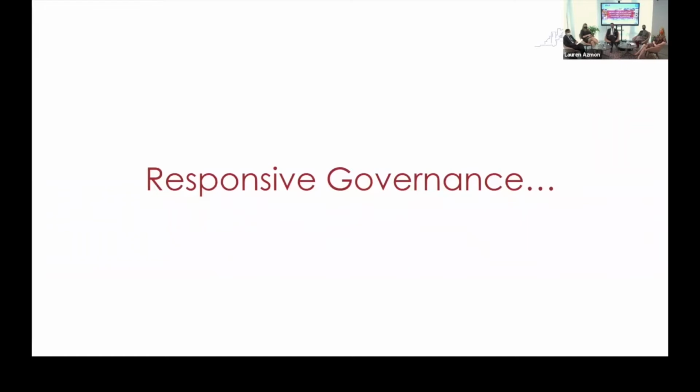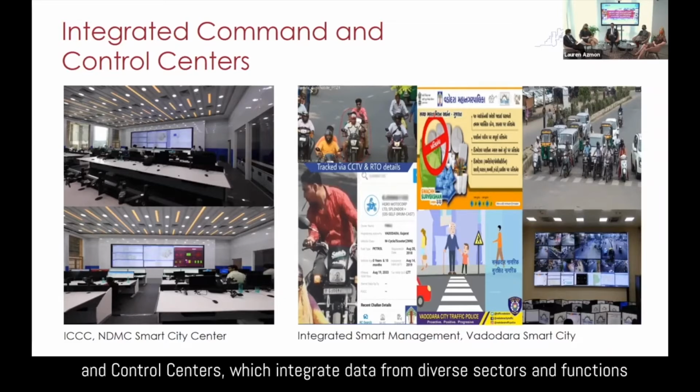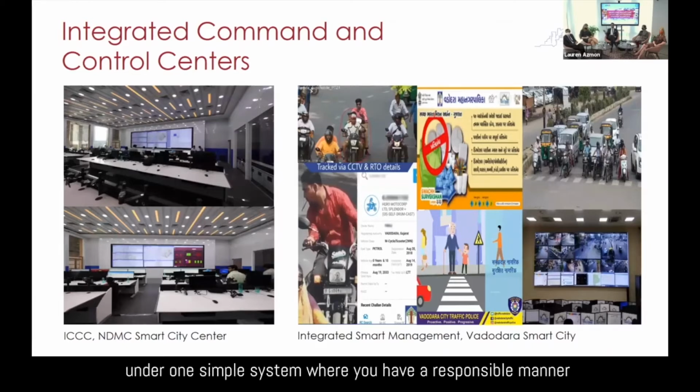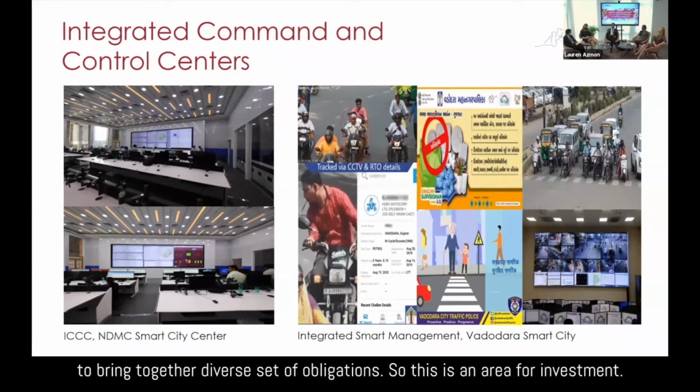And of course, to bring it all together, we are deploying a lot of technology to integrate governments. Ours is a federal country, so we have city level government, state level government, all functions at the city level, different organizations look into it. And it's not a kind of a central system where you have a responsible mayor who looks into a lot of functions in the city with multiple different organizations. So in a way, technology is becoming the aggregator or the integrator of sorts, and is bringing together a diverse set of organizations to work with.